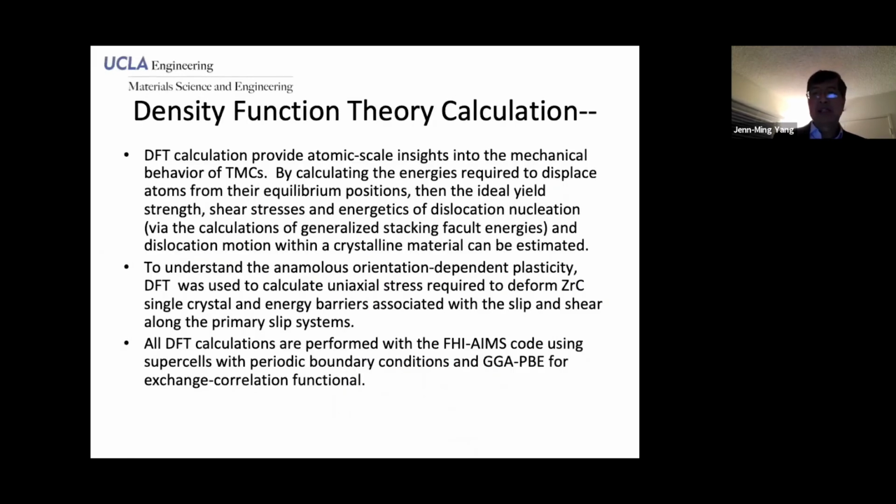So to understand some of the anisotropies, we also use a density functional theory calculation. The DFT calculation basically will provide us atomic scale insight into the mechanical behavior of the transition metal carbides. What we do essentially is calculate the energy required to displace the atoms from their equilibrium positions, and the ideal yield strength, shear stress, and energetics of dislocation nucleation can be estimated.